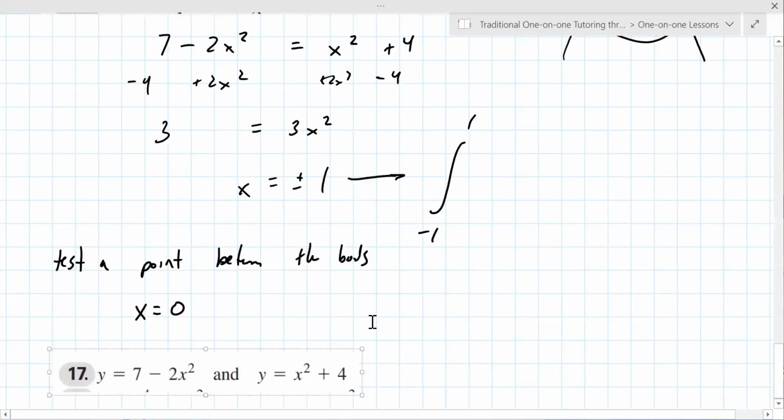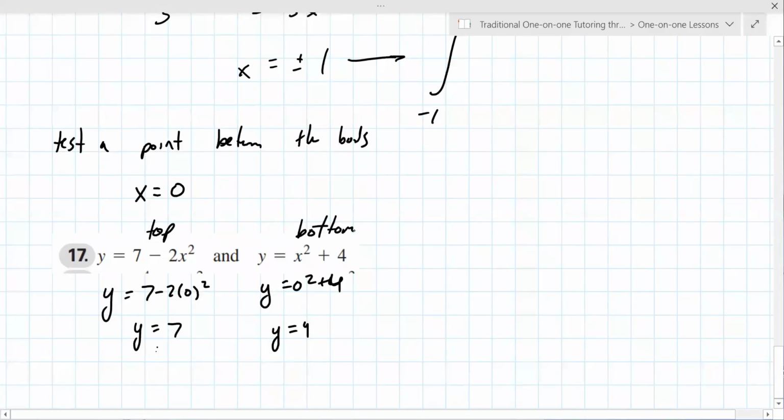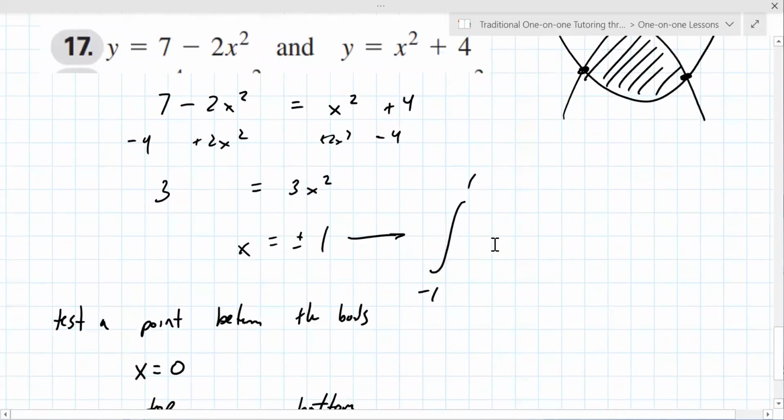If x is 0, the first one here becomes y equals 7 minus 2 times 0 squared, which is 7. And the second one is y equals 0 squared plus 4, which is 4. Which one is bigger? This one on the left. So this tells you this is top, and this is bottom. If you don't do that, you could potentially get a negative area.